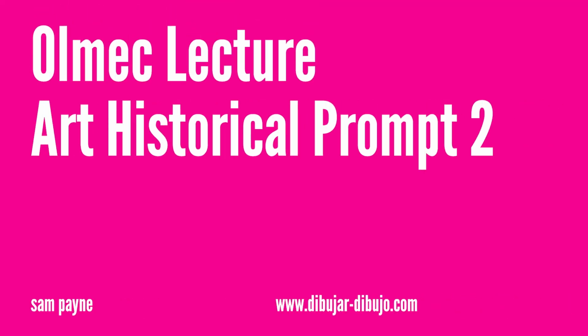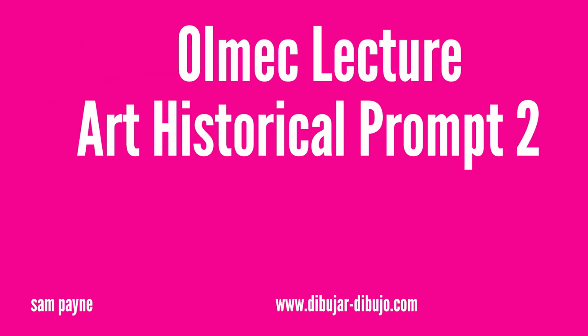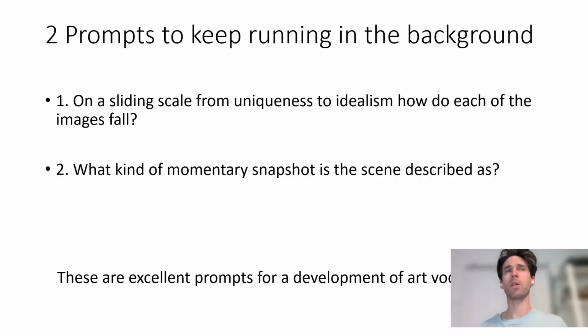So here we are with our prompts. And the second one is, what kind of momentary snapshot is the scene described as? So this is a really special art history idea. And we're dealing with the potential of movement and the feeling that an object is lifelike. For example, a face, is the mouth going to open if I look away? Action, camera, that kind of thing.